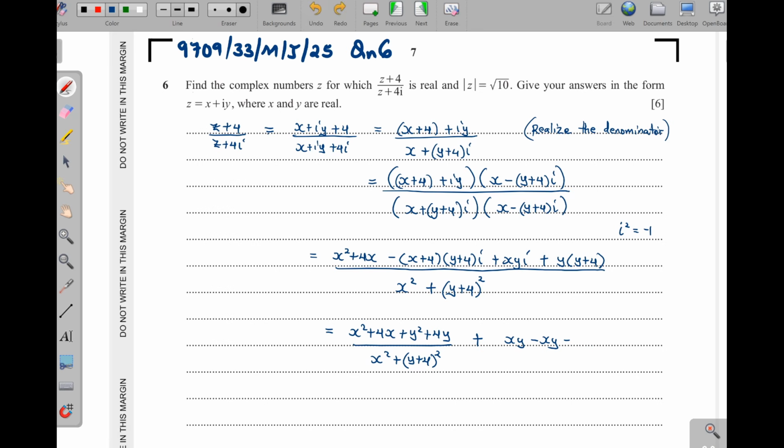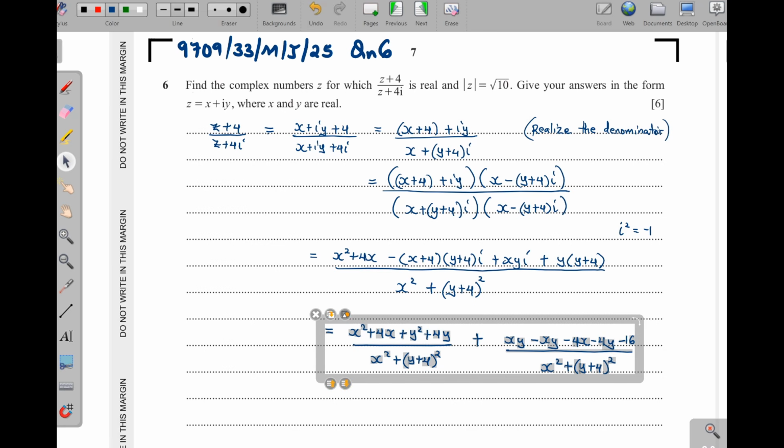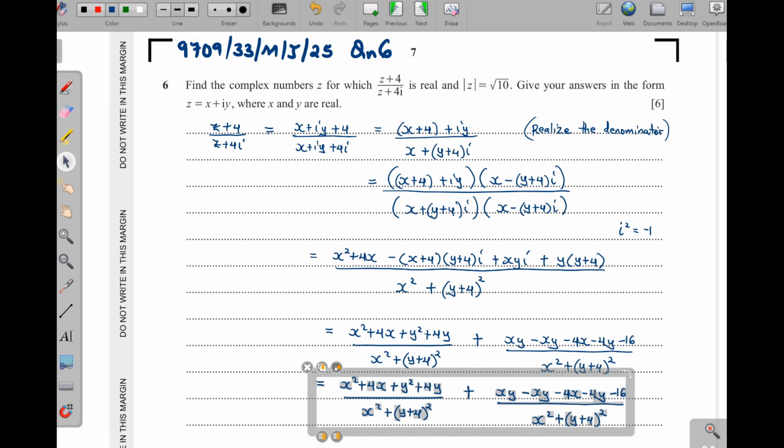Now we are going to have a minus here, 4x, then 4y. Remember, there is a minus, so it affects everything, okay? And then 4 times 4, that's a 16, so minus 16. After that, we shall divide everything here by x squared plus (y plus 4) squared. And right from here, I can have this one duplicated here.